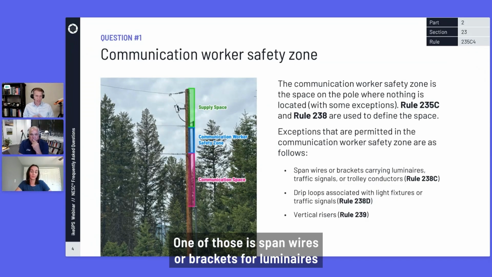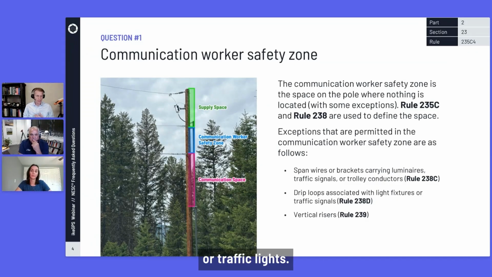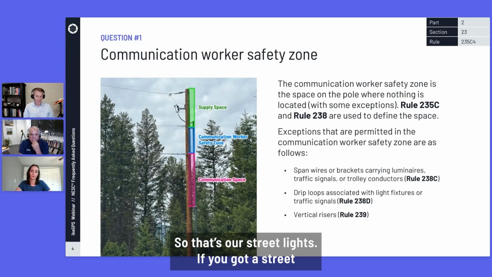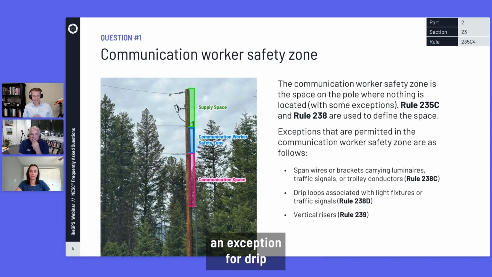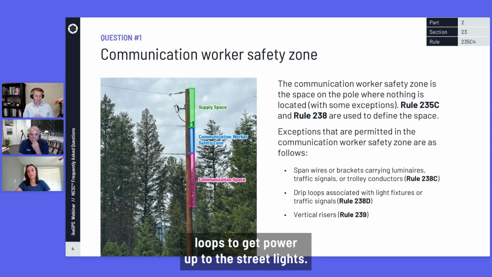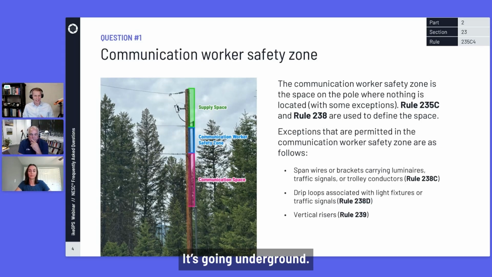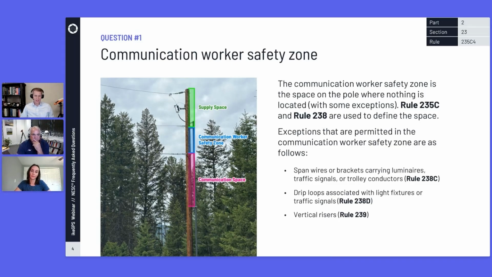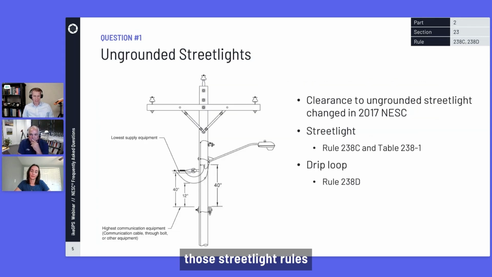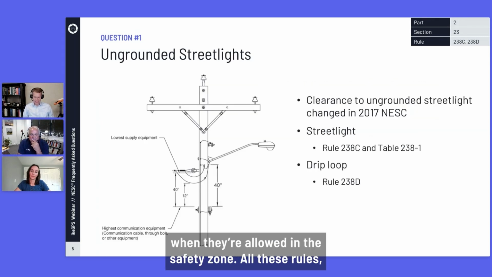One of those is span wires or brackets for luminaires or traffic lights. So that's our street lights. If you've got a street light in there, you've got to serve it power, so we've got an exception for drip loops to get power up to the street lights. And then we've got vertical risers. If we've got an overhead line like we have in this photo, it's going underground, it's got to go through that communication zone as well. So let's talk quick about some of those street light rules when they're allowed in the safety zone.